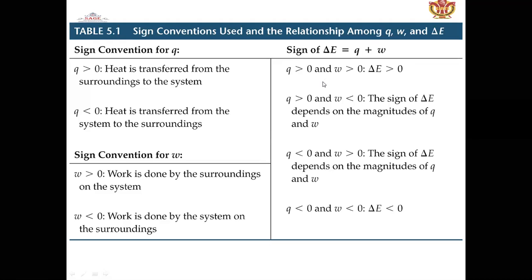Similarly, in the work-related sign convention, if work is given up by the surroundings to the system, that is negative work done, and work done on the system. When work is done by the system on the surroundings, that is positive work done. This is the difference between the sign conventions used in the relationship among heat, work, and the change in internal energy.